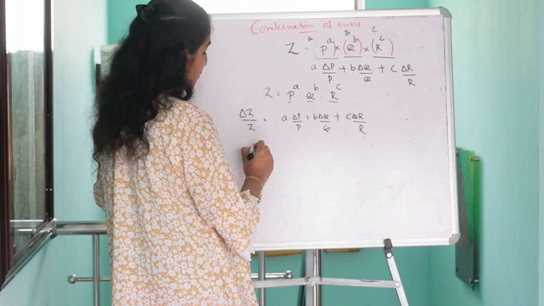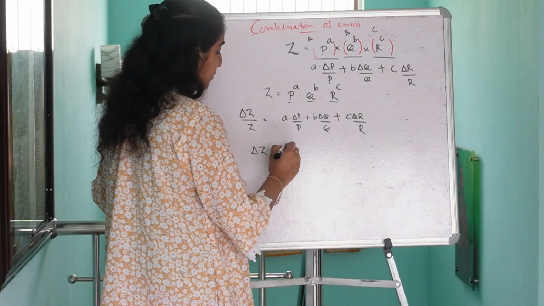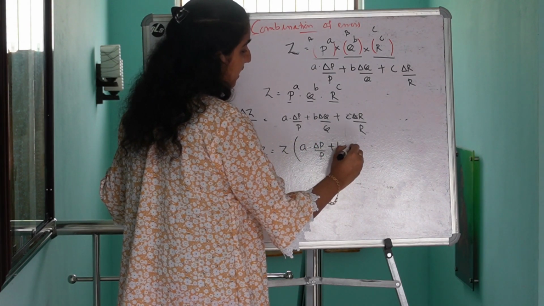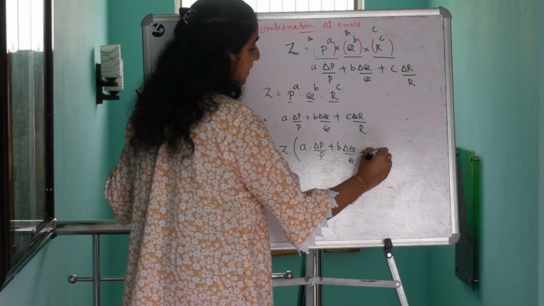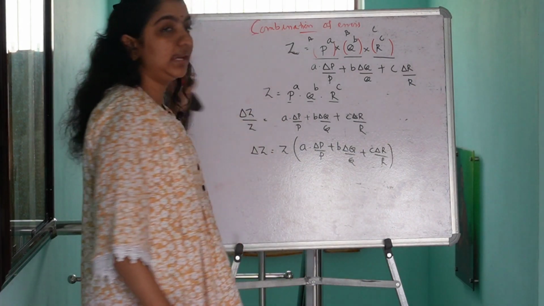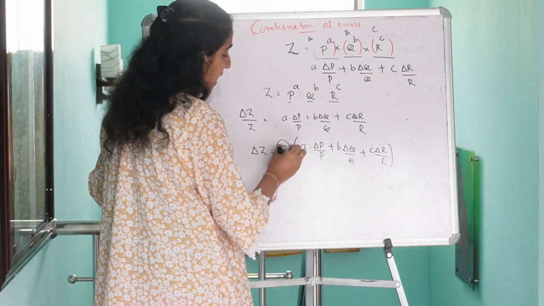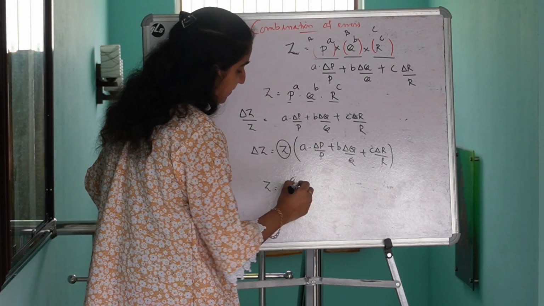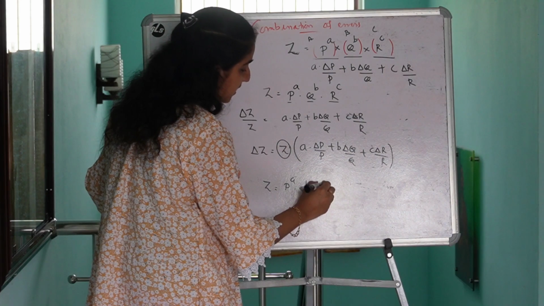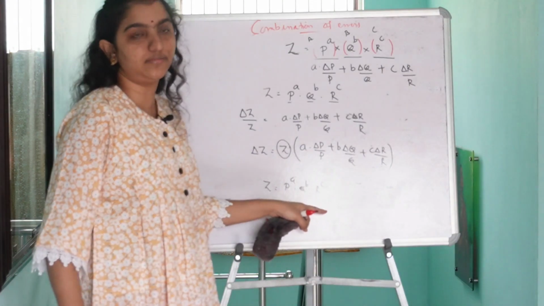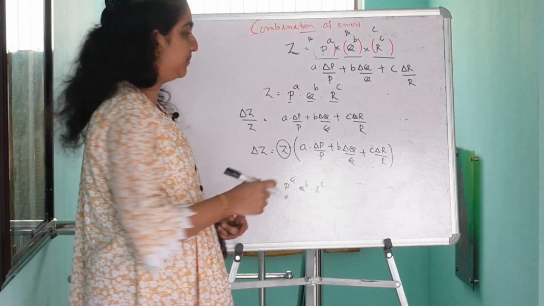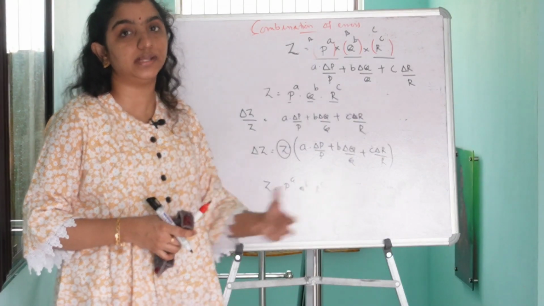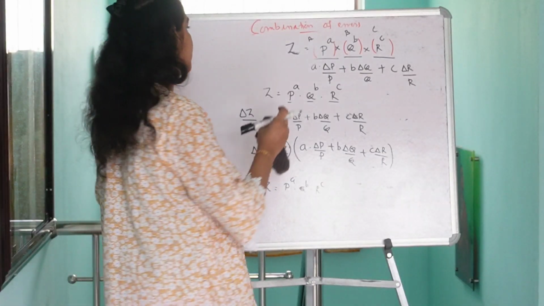If you are asked to find what del z is equal to, then you have to multiply z into a del p by p plus b del q by q plus c del r by r. Then how do you find the value of z? For finding the value of z, you have to simply find what is p power a, what is q power b, and what is r power c, and then multiply the values. So you will get z. Simply multiply these two terms to get del z, the maximum possible error in the resultant. Is it clear, guys? Yes.